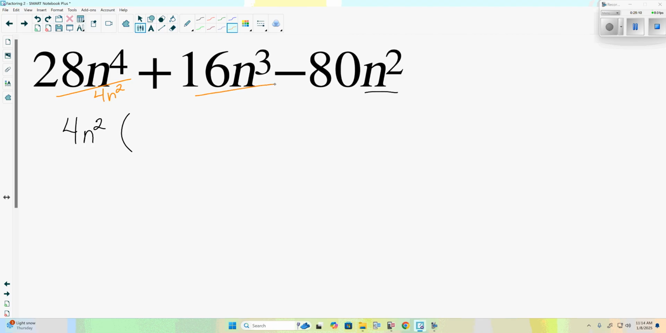So when we factor that out, really what we're doing is dividing each of these by 4n squared. Now our 28n to the fourth, when we factor 4n squared out, 28 divided by 4 is 7. n to the fourth divided by n squared, if we take two of those n's away from n to the fourth, we're left with what? n squared. We had 4, we took 2 away, so we have 2 left.